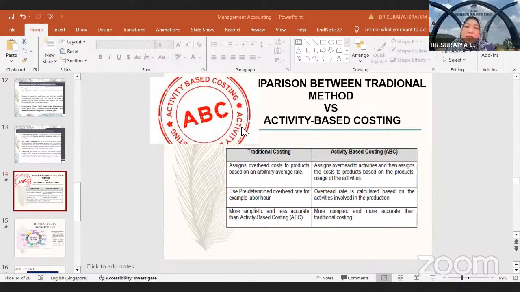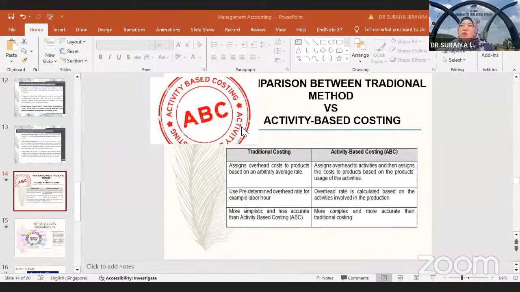So the traditional method takes one pool of a company's total overhead cost to allocate universally to all products. There is no specific overhead cost calculation for each different product. That's why ABC is more accurate. So what are the pros and cons of activity-based costing? As we know, activity-based costing is most difficult and very costly to implement. That's why some SME small companies do not apply activity-based costing for that reason.